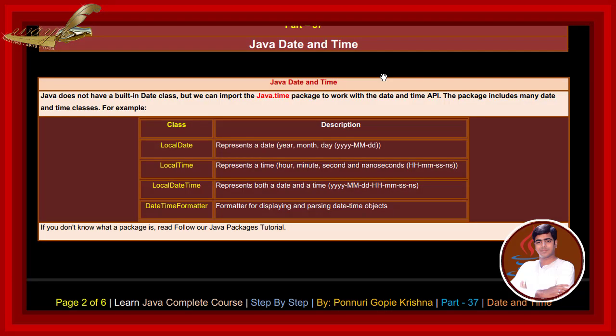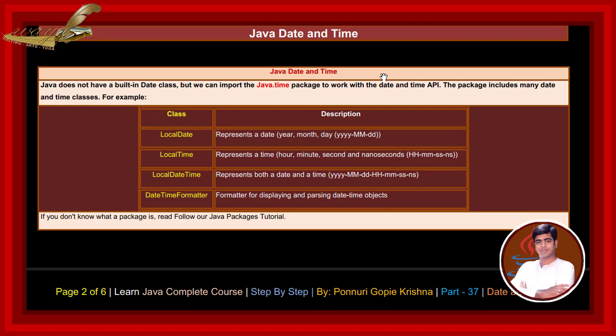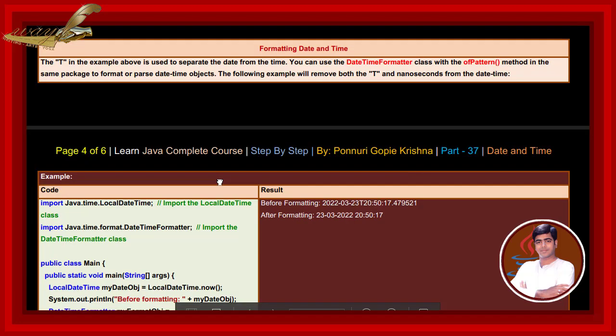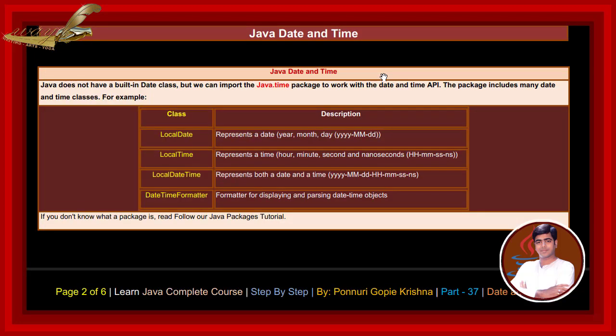For example, the class LocalDate represents the date: year, month, day. LocalTime represents the time: hour, minute, second and nanoseconds. LocalDateTime represents both the date and time. DateTimeFormatter is for displaying and parsing date time objects. If you don't know what a package is, read our Java package tutorial.